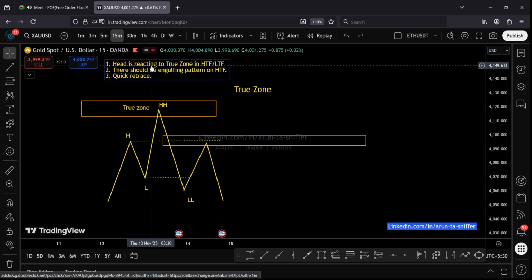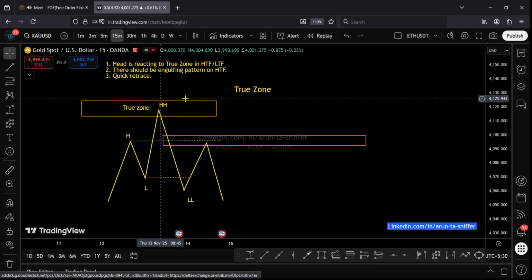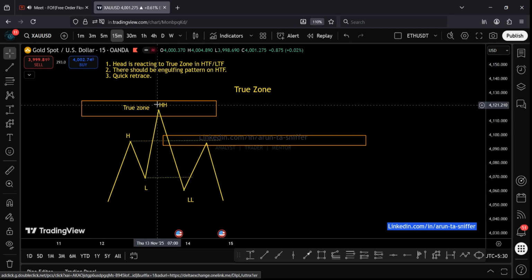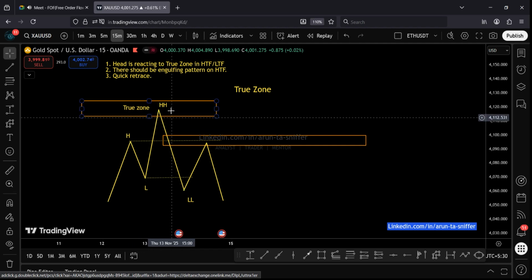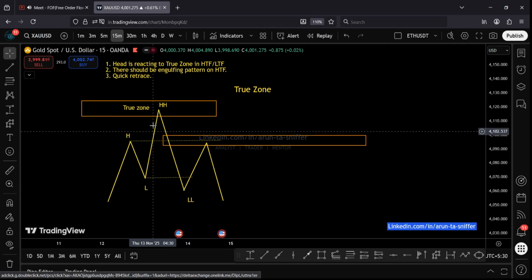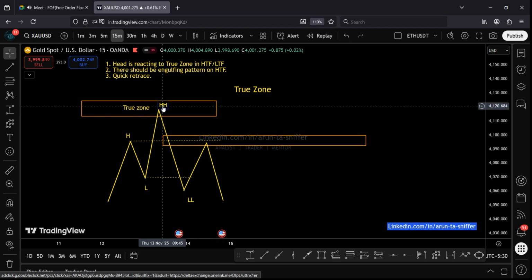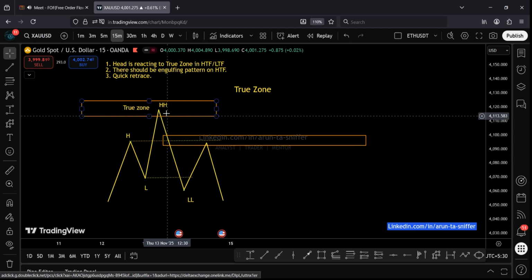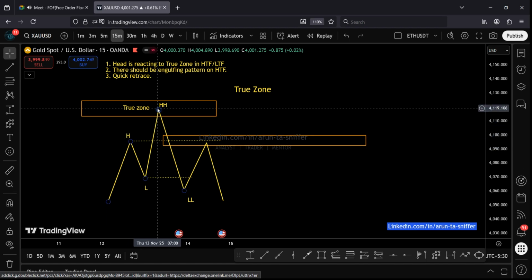Number 1, price is reacting to a true zone. This is the true zone, yes, reacting to the true zone. Then we will go to HTF and look for the engulfing pattern here. Price is going up, so here will be a green candle, and the next candle will be a red candle which will engulf this green candle.